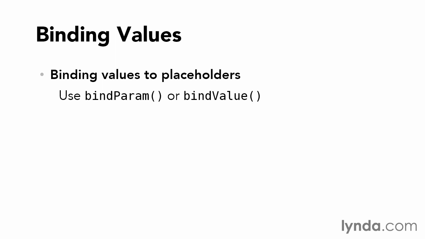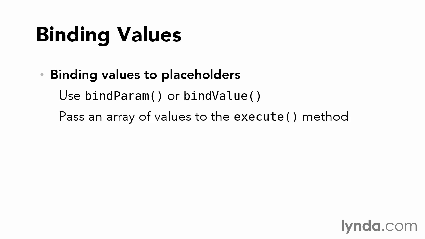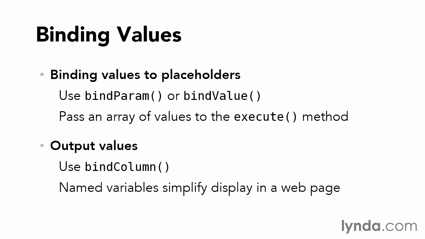I'll explain the difference in a moment. Alternatively, you can pass an array of values directly to the execute method. A prepared statement can also bind the output values of a result set to named variables using the bindColumn method. This avoids the need to use an associative array, simplifying embedding the results in HTML.